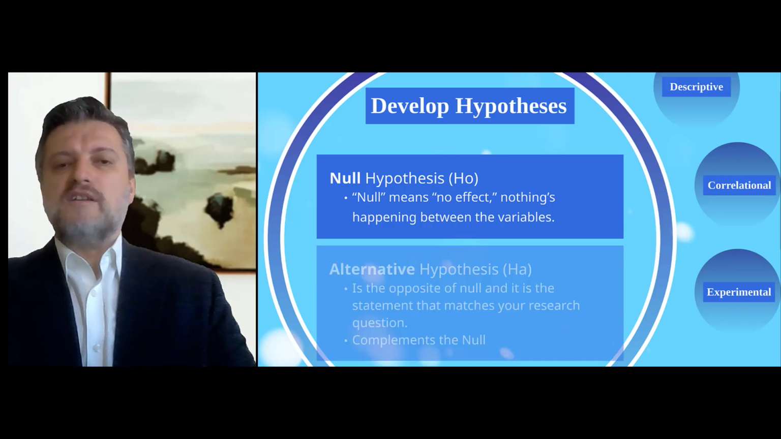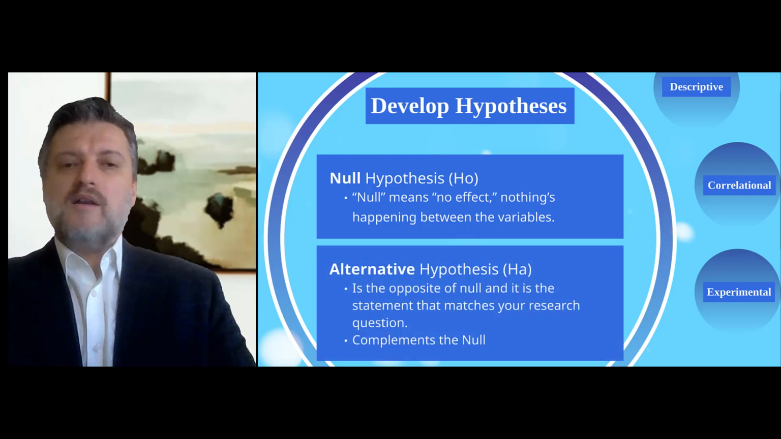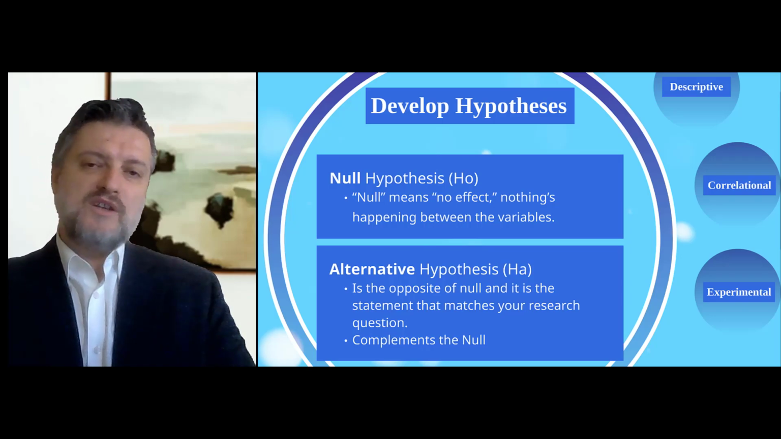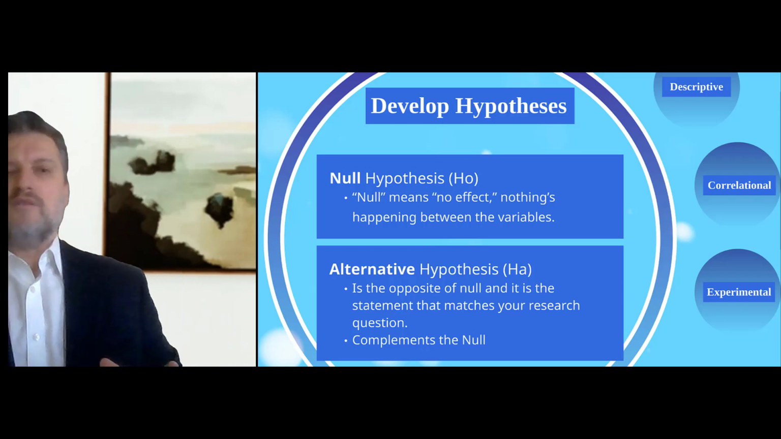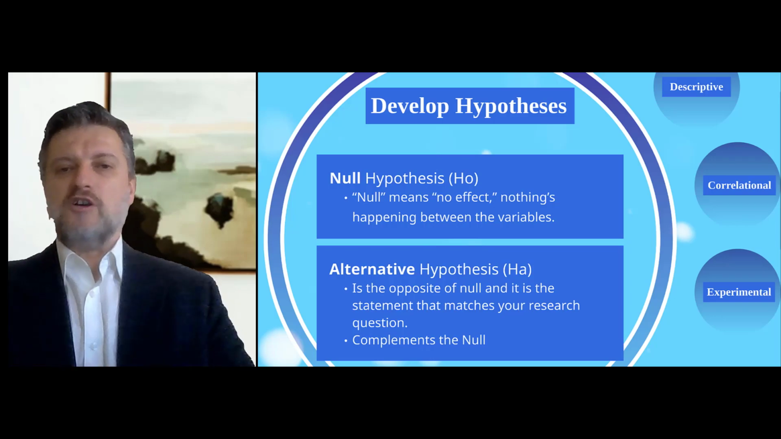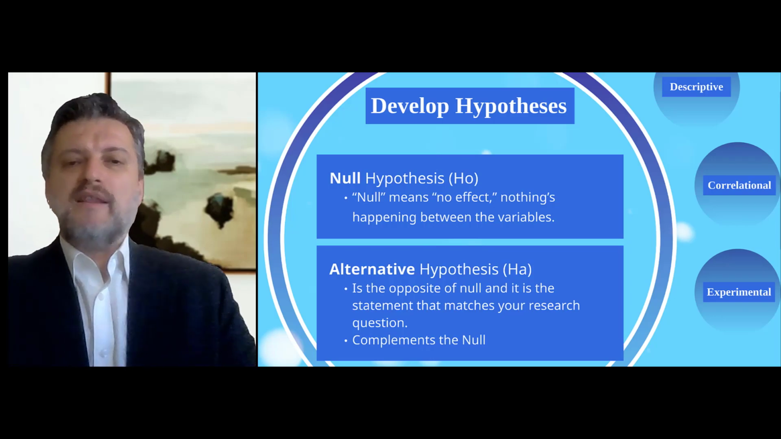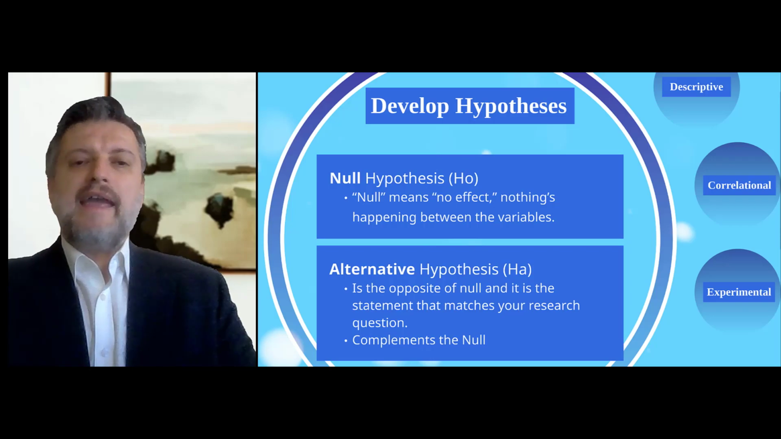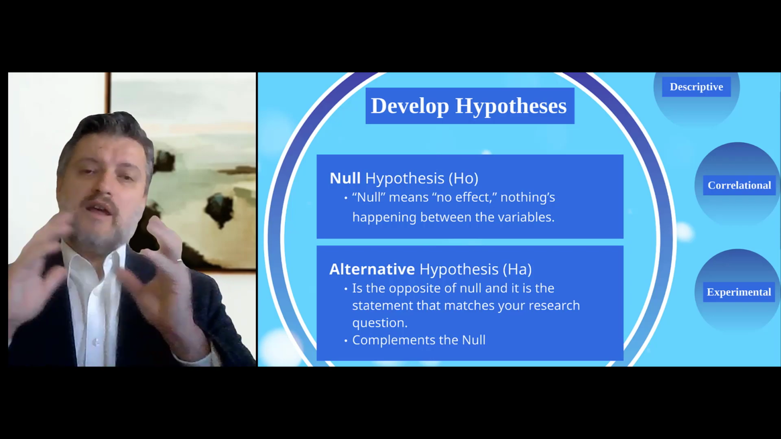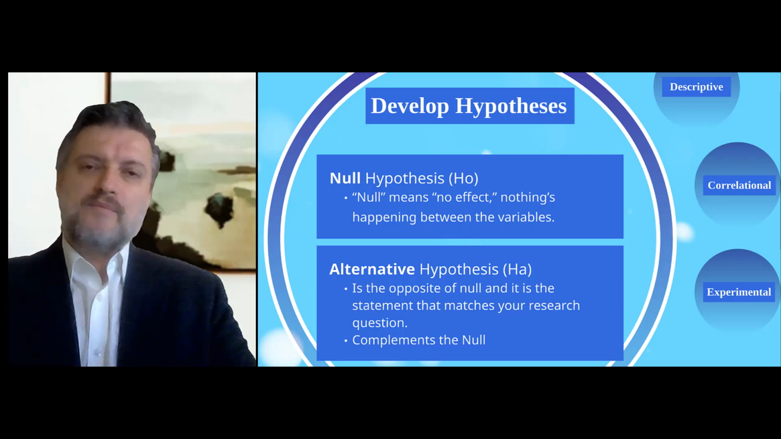Let's go to alternative hypothesis. This is the opposite of null, and it is the statement that matches our research question, what we want the study to show. The alternative should complement the null. So both the null and alternative hypothesis should make up 100% of all possibilities out there.